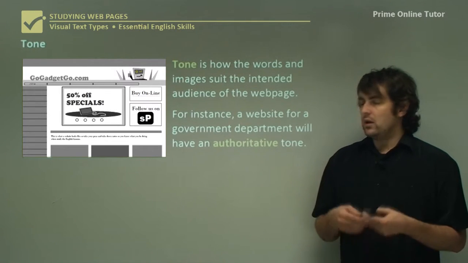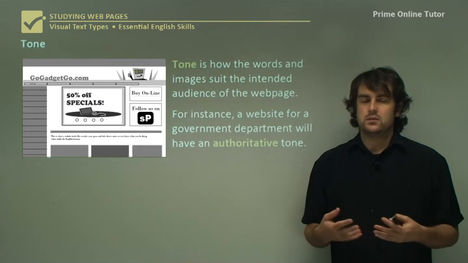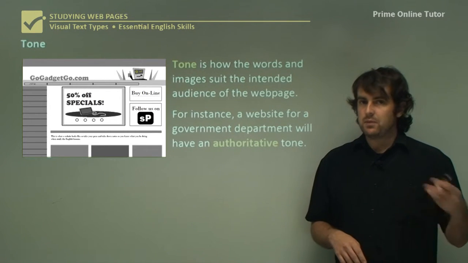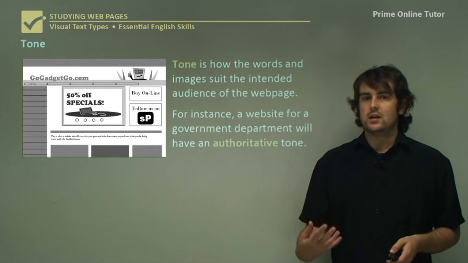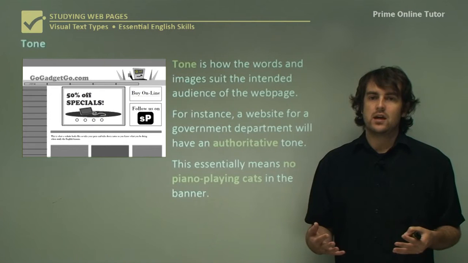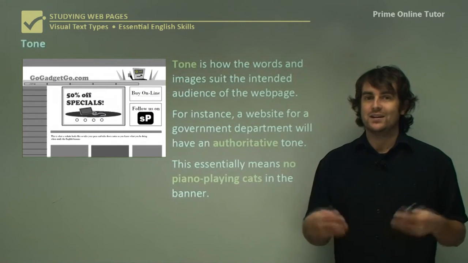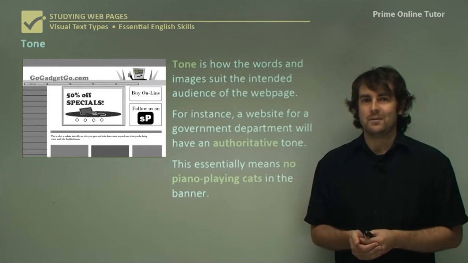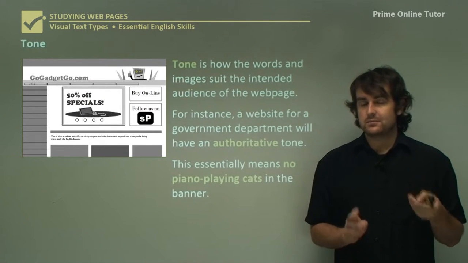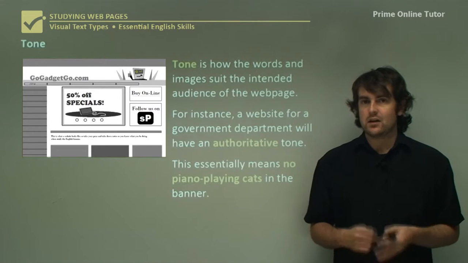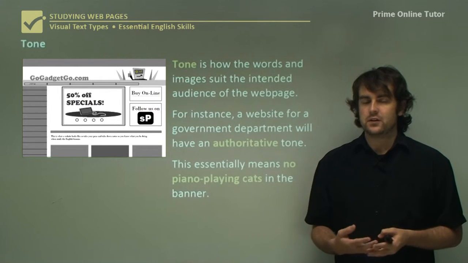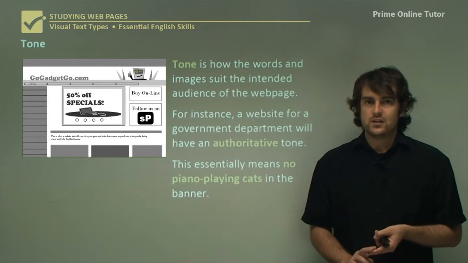Basically, an example of this would be a government department website, and you may come across a lot of these in unseen text, where a government department website will use a bit more of an authoritative tone. So this basically means there's not going to be any piano playing cat, should I say, in the banner of a government website. And the reason for that is it's government. The government are trying to represent an image that they are authoritative, that they are saying something which is going to benefit you. They're not trying to entertain.